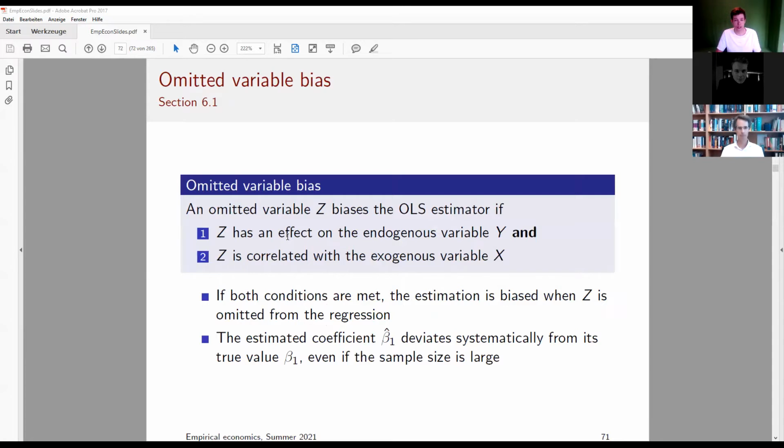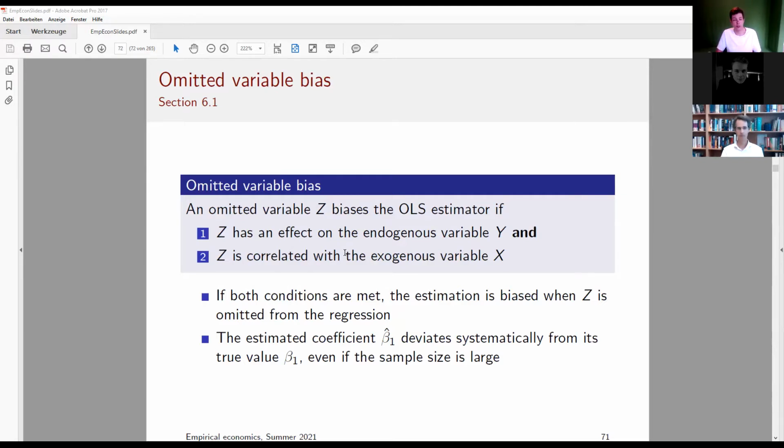And as you can see here in this definition, an omitted variable is some variable that is outside of our regression, because just recall we only included variables x and y up to now. That variable z causes omitted variable bias if it has an effect on the endogenous variable y. So the income of the parents probably does have an effect on the learning outcome of the students. And secondly, and also very important, it is correlated with our exogenous variable x.